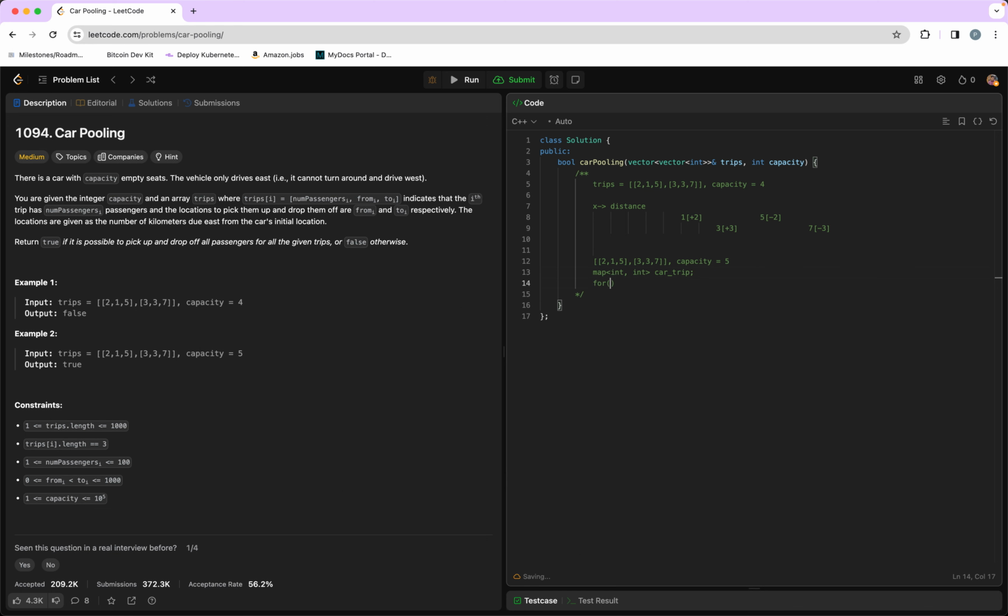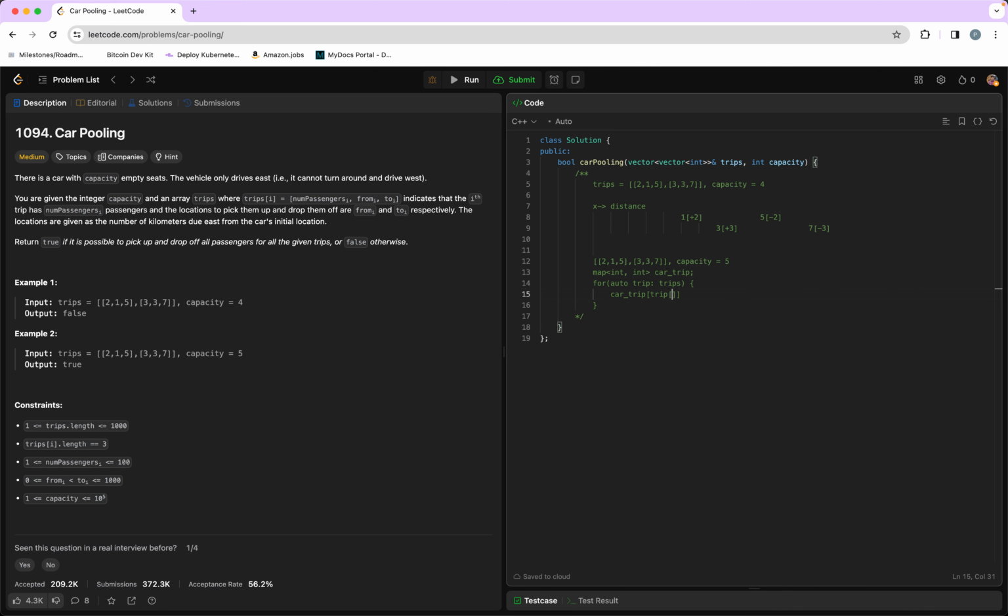Now we would be iterating over this trips array. Each trip actually contains its number of passengers, the starting point and the ending point, right? So to represent this in our car trip, as I have already told, I would be adding the number of passengers when they are entering into our car.